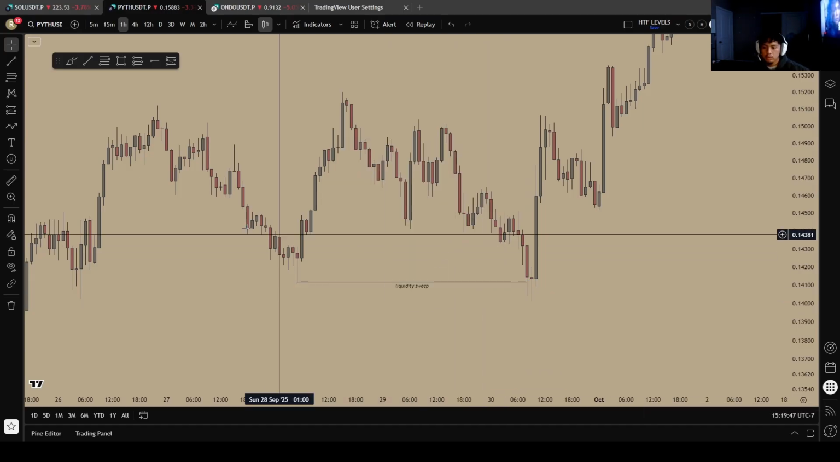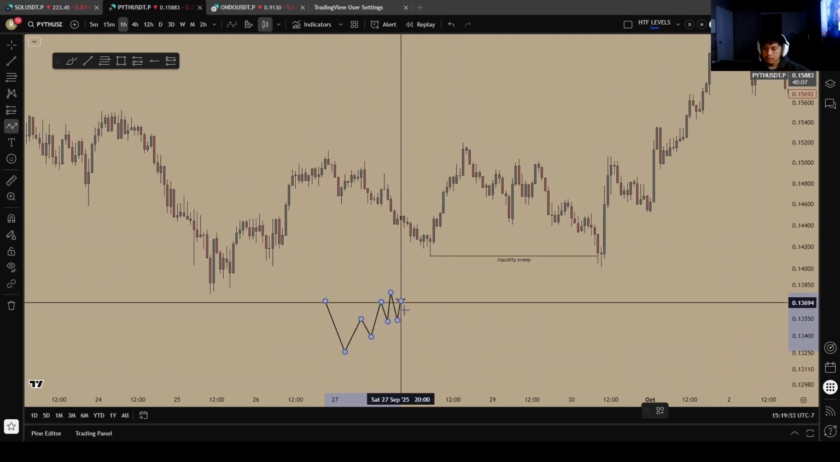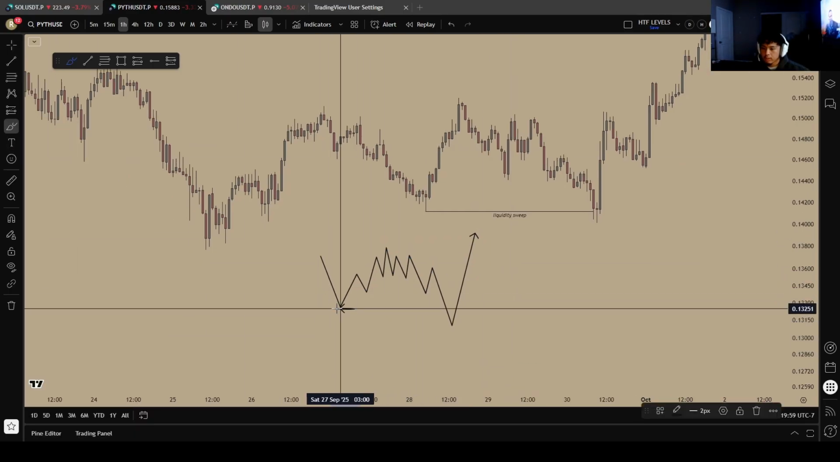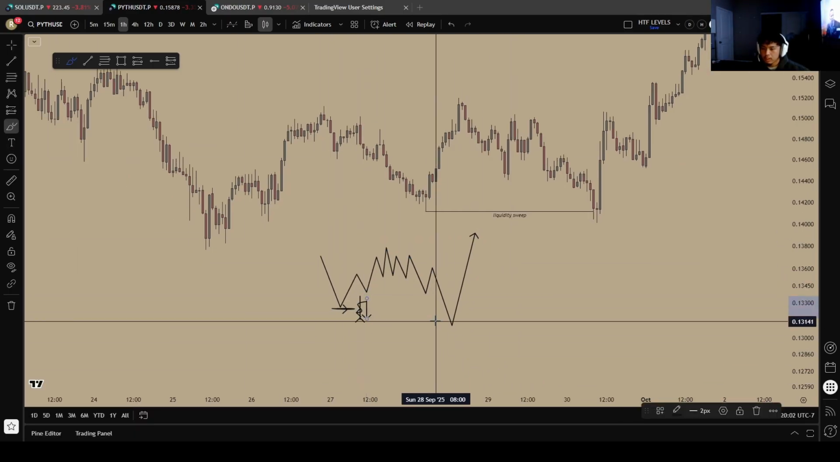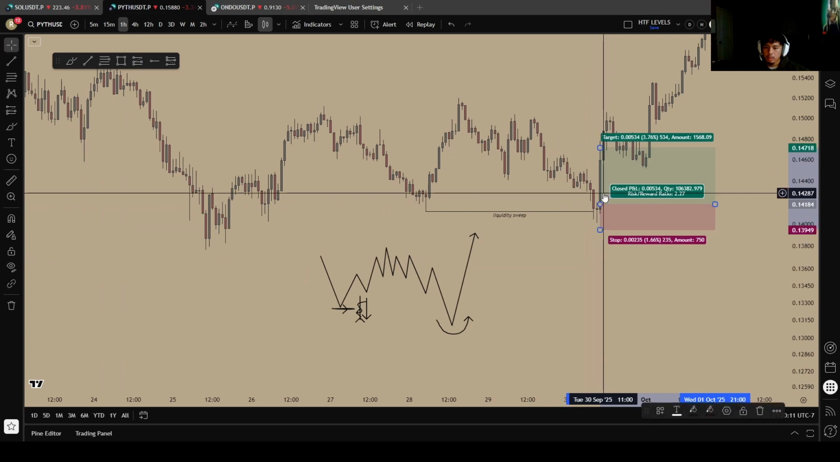Liquidity sweep is pretty much price taking out a low. So it looks like this. Boom, and then goes back up. It's pretty much taking out this guy right here. So this is liquidity, and then this is the sweep, right? Liquidity sweep. So this liquidity sweep presents a good trading opportunity to go long.